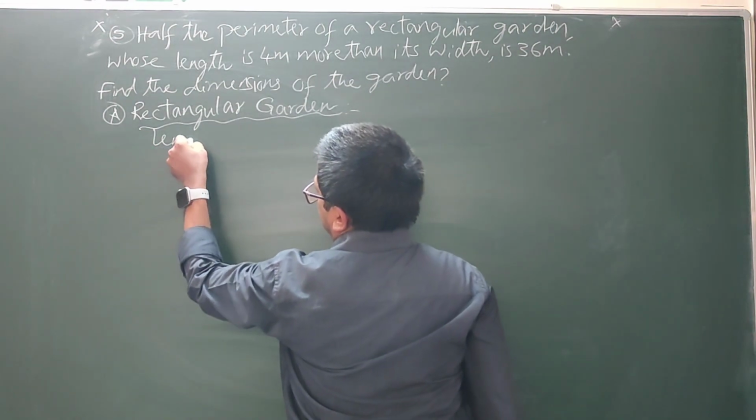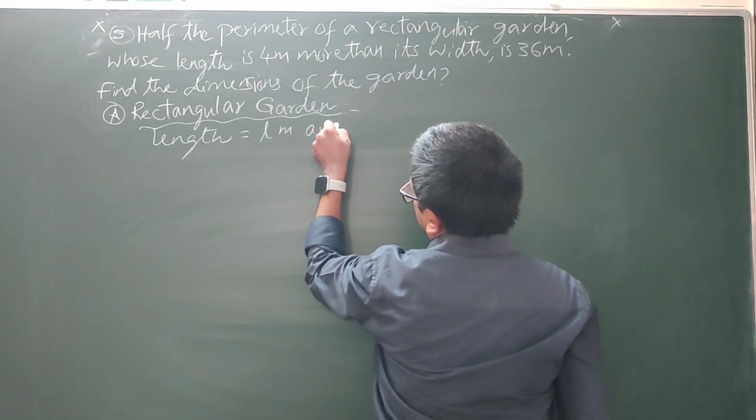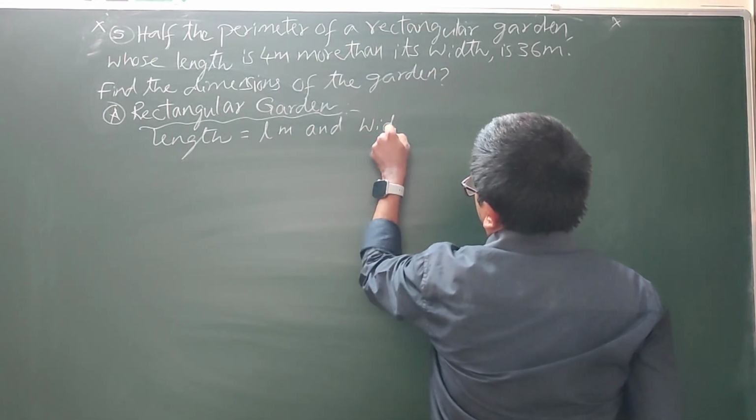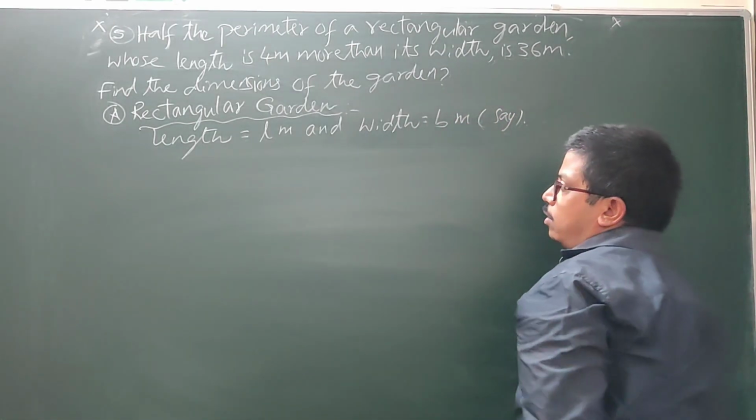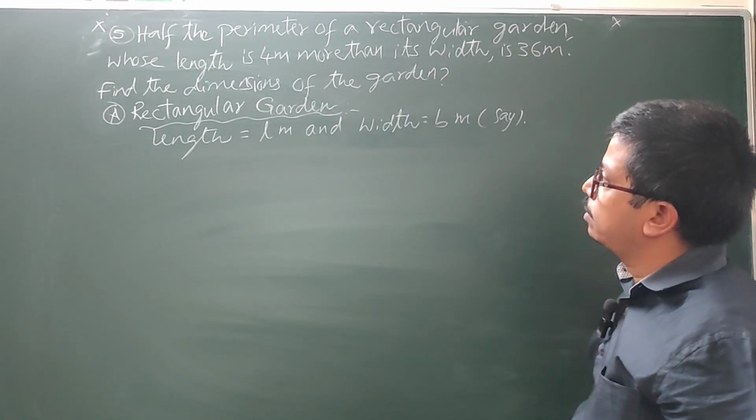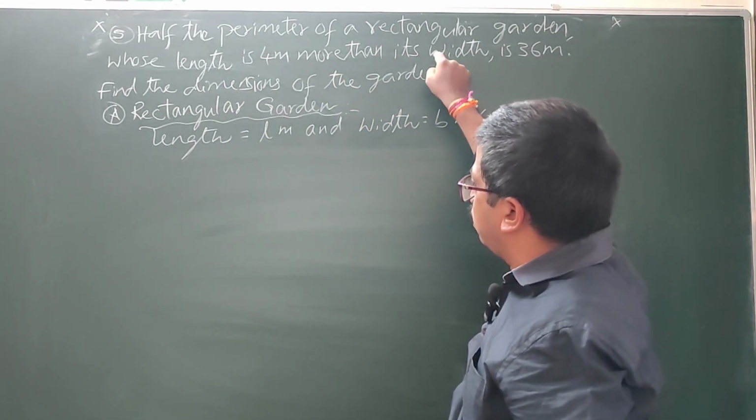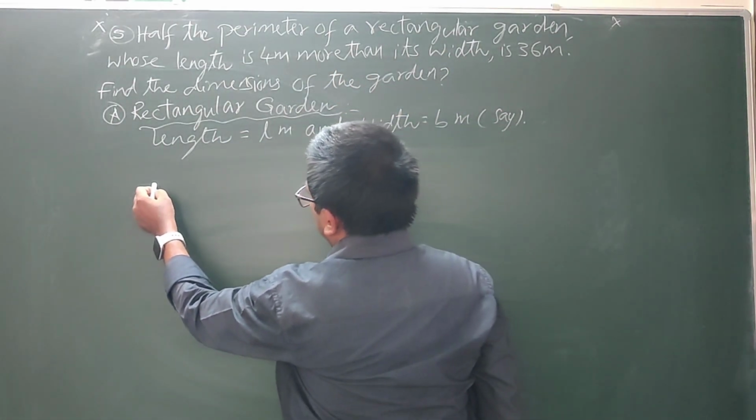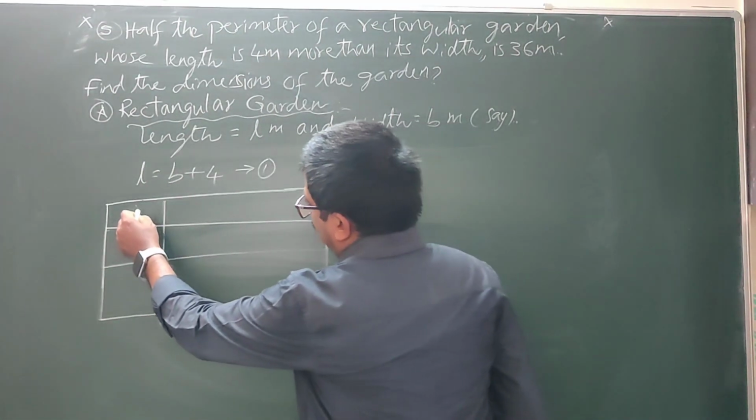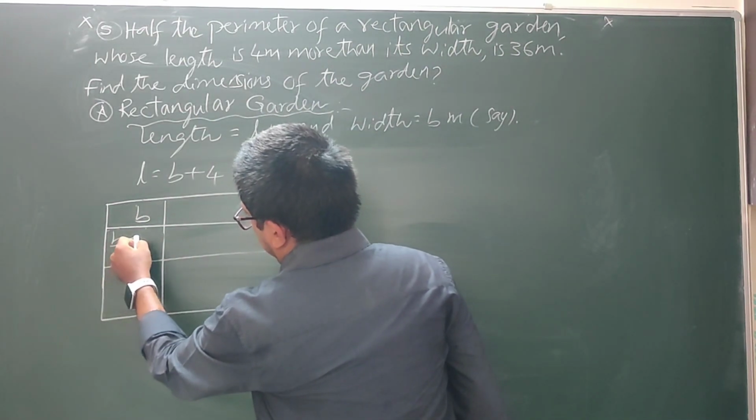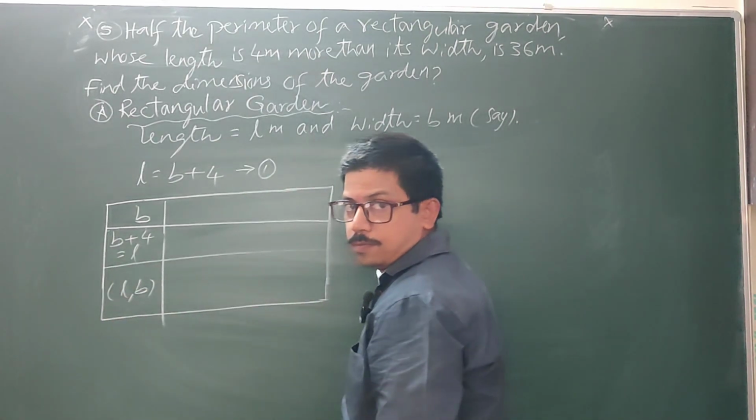Let length equal L meters and width equal B meters. So we are provided with one condition. Length is 4 meters more than its width. So L equal to B plus 4, which is equal to L. L comma B.